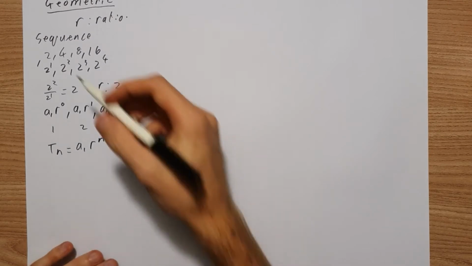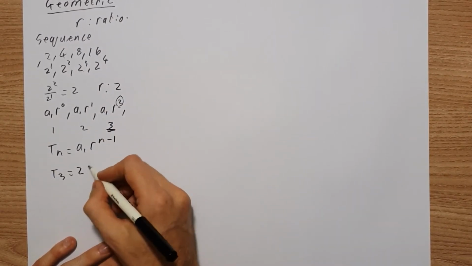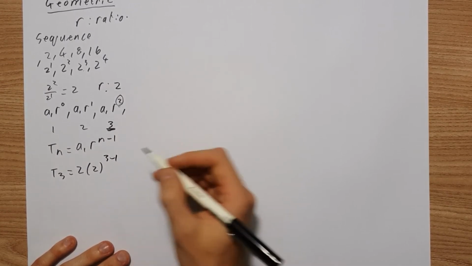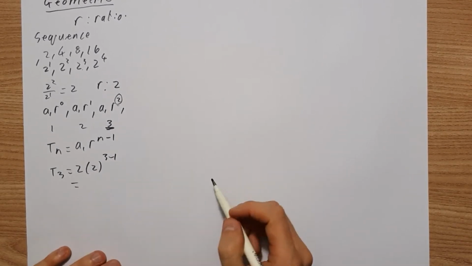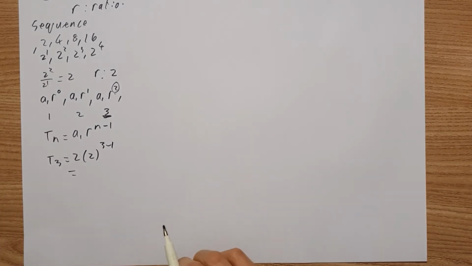So if you're looking for the third term, it will then be T3 equals 2, your ratio is 2, to the power of 3 minus 1. And if you plug that in, you will get the third term. So that is that one over there.